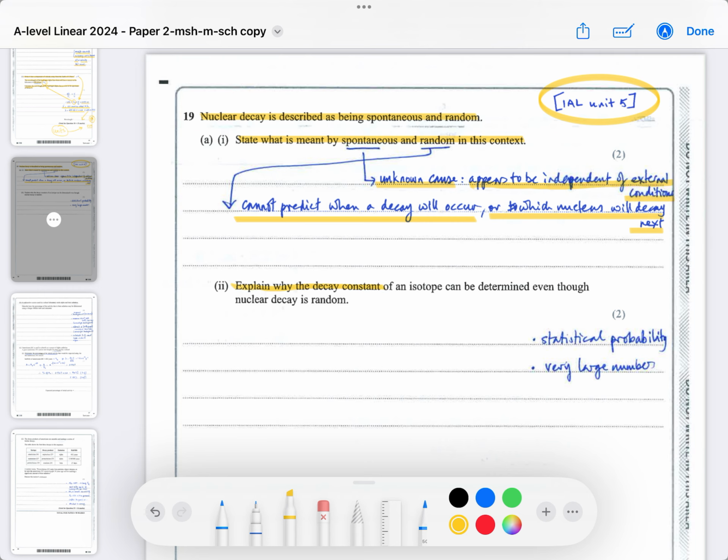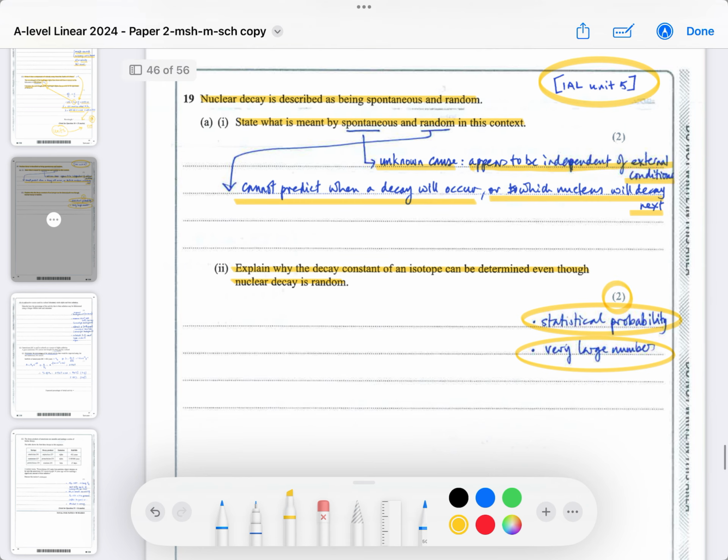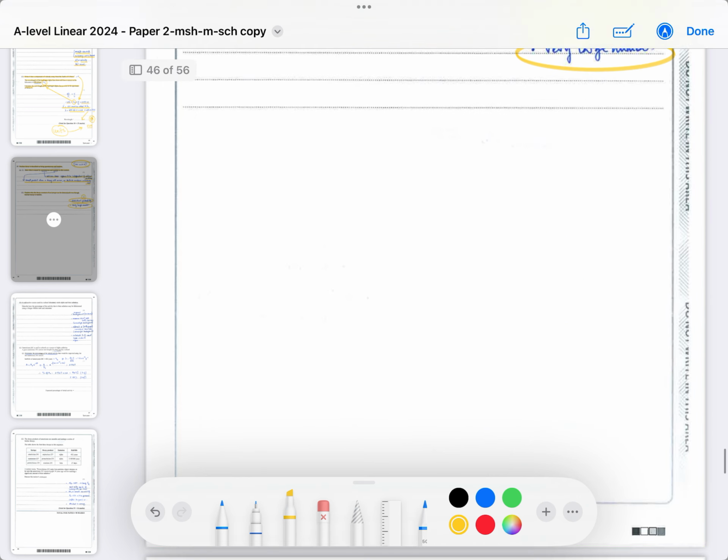Explain why the decay constant of an isotope can be determined even though, what we just said, the nuclear decay is random. Well, it's because there's a statistical probability which is quite accurate when you deal with very large numbers. That's the kind of language you've got to put in for the 2 marks. You can have a look at the mark scheme later on and see if your wording is good enough.